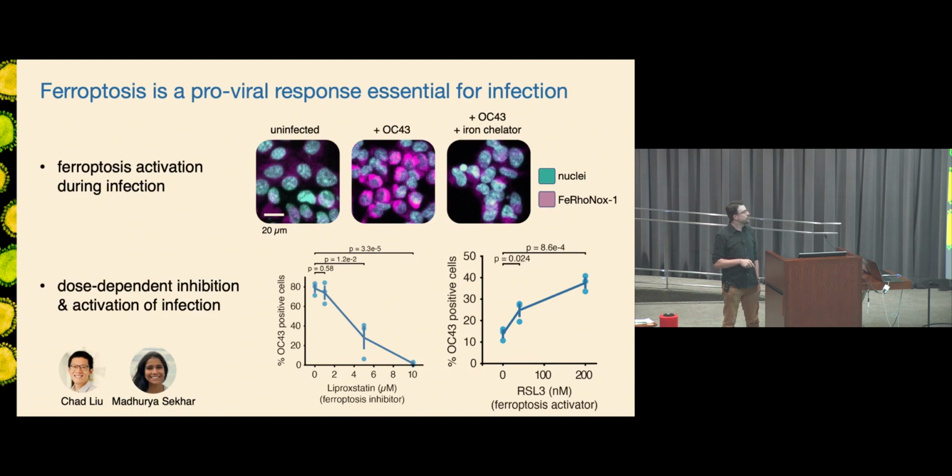Chad and Maduria really wanted to dissect this a little bit more. They could show that indeed, using a dye, ferroptosis is activated during infection, and we can suppress that by chelating iron. But even more interestingly, they showed that ferroptosis is both necessary, but also a driver of infection itself using pharmacological experiments. When they inhibit ferroptosis, they see a decrease in infection. You can tell me like, well, okay, fine. But what's really cool, I think, is that we can activate ferroptosis using the drug, and we see an activation of infection.